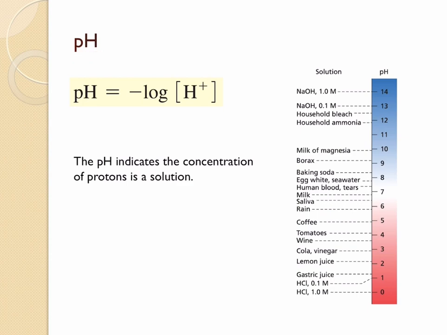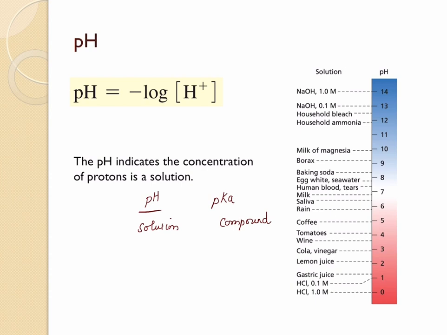pH is equivalent to the negative logarithm of H plus ions. You can also replace this with H3O plus because the protons are solvated in water. We should not get confused between the terms pH and pKa. pH is used to refer to the acidity of the solution, whereas pKa is used for referring to the acidity of the compound.